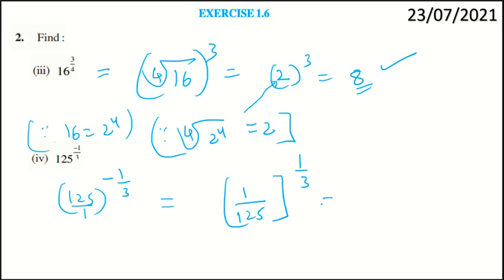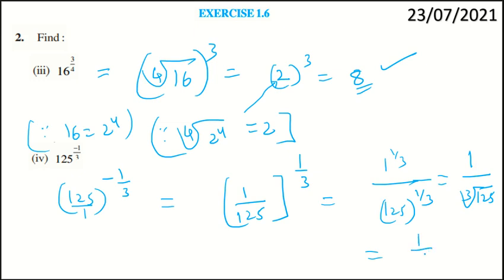raised to the power 1 by 3, which means 1 power 1 by 3 upon 125 raised to the power 1 by 3. So now this power is taken individually to the numerator and to the denominator. 1 raised to the power of any number is 1 only. So 1 upon this 125 raised to the power of 1 by 3 means cube root of 125. You know, cube root of 125 is 5. So 1 by 5 is the simplified value of this given one.